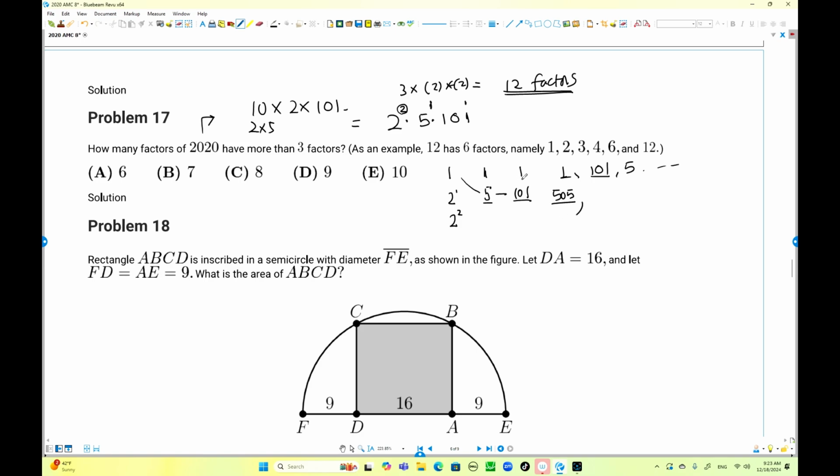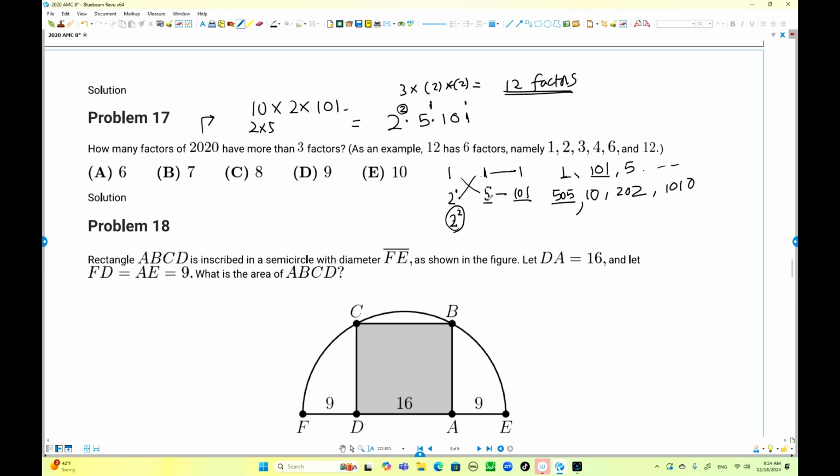The next one is what? If you got 2, you cannot go this way, only 2 factors. So 2 times 5 is okay, 10. 2 times 1 times 101 is okay. And 2 times 5 times 101, okay? That's all right. Those have more than 3 factors. 2 squared, this is already 3, right? So if you go over here, only 3.